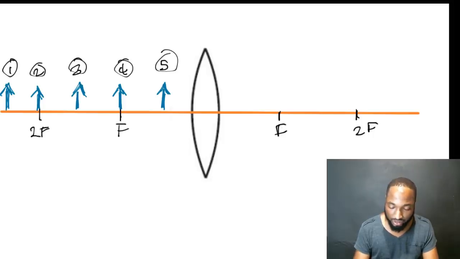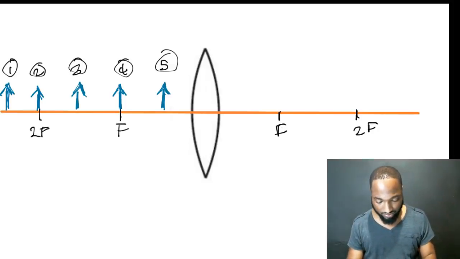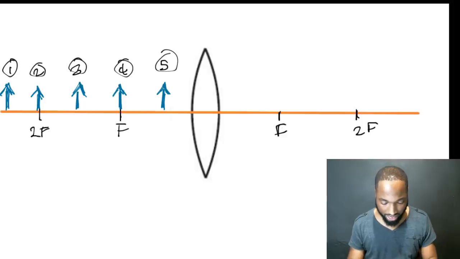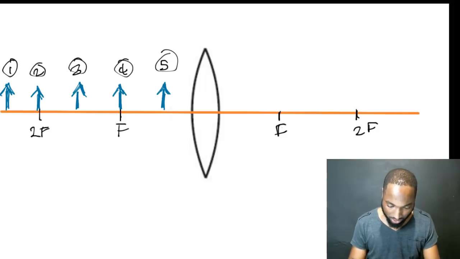Okay, scary stuff. So instead of drawing out all of that, let me see if I can just swipe it from the internet. Convex lens ray diagrams. Come on, Google, you know you don't let me down. That is what I'm talking about.